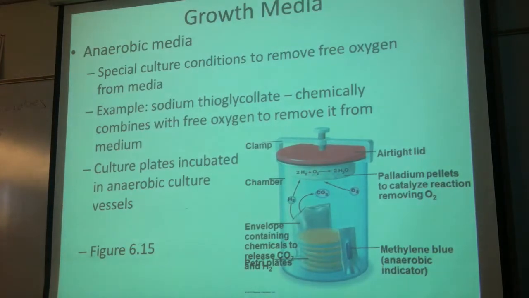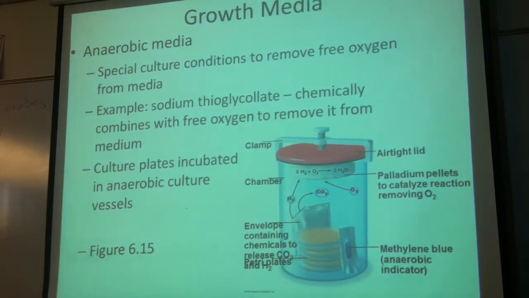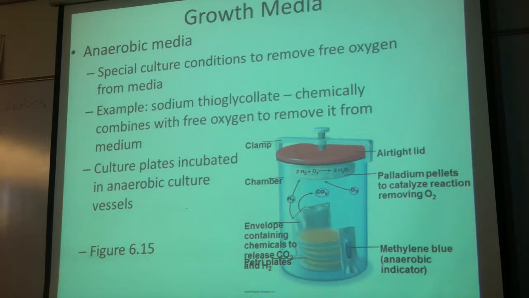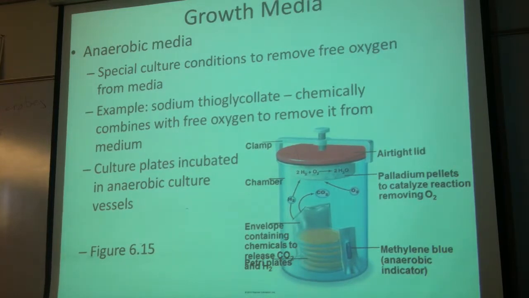Growth media. So, some of the organisms are anaerobic. And so if you're trying to grow anaerobic organisms, it makes things tricky because you need special conditions. You need to remove free oxygen from the media, and you need to be able to actually incubate the plates in an environment without oxygen, which ends up being a little hard.